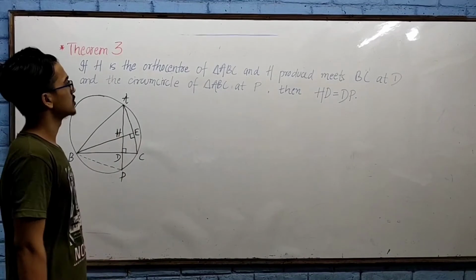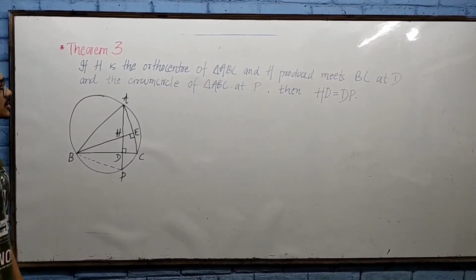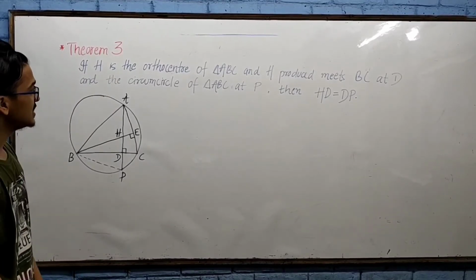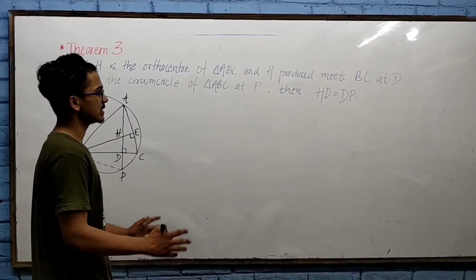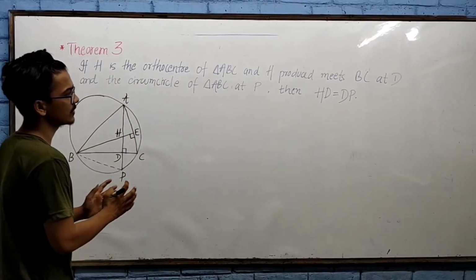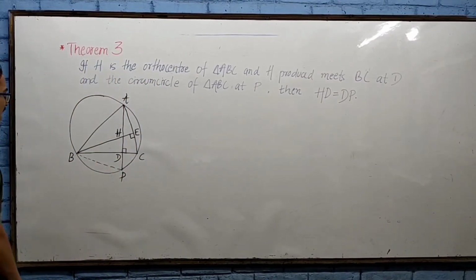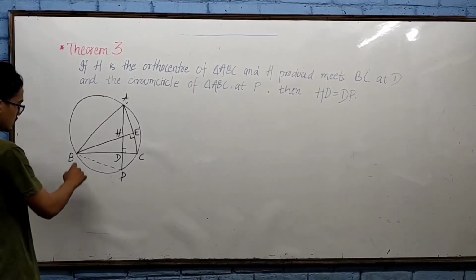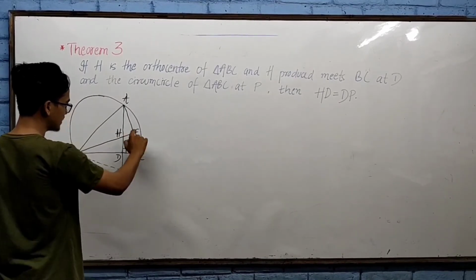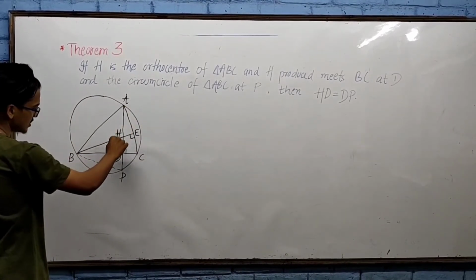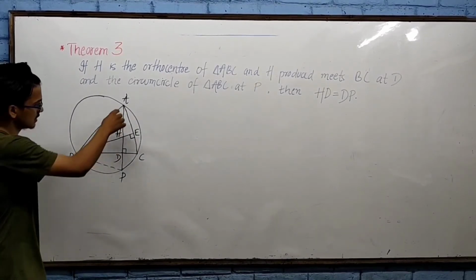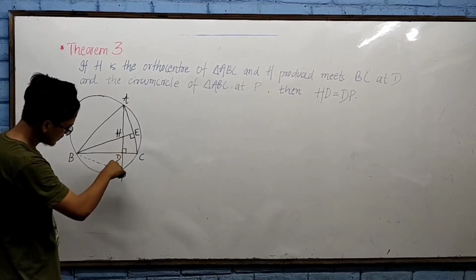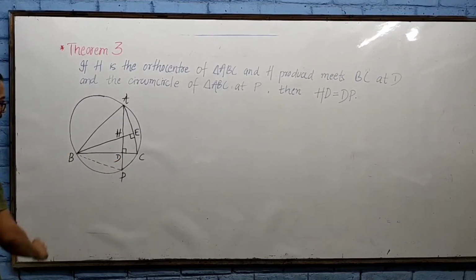Now the next statement: if H is the orthocenter of triangle ABC and AH produced meets BC at D and the circumcircle of triangle ABC at P, then HD equals DP. Basically, D is the midpoint of HP. So we have a triangle ABC, H is the orthocenter, so BHE is the altitude and AHD is also the altitude. This AD, when produced, meets the circumcircle at P.